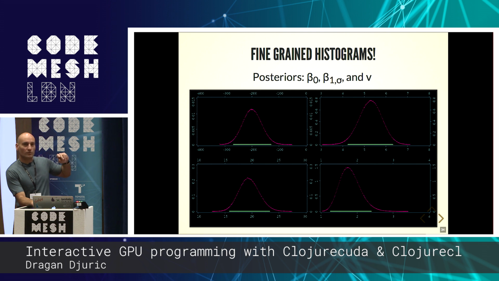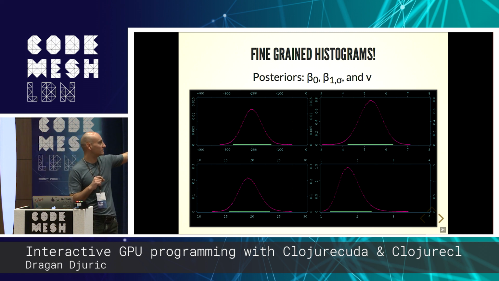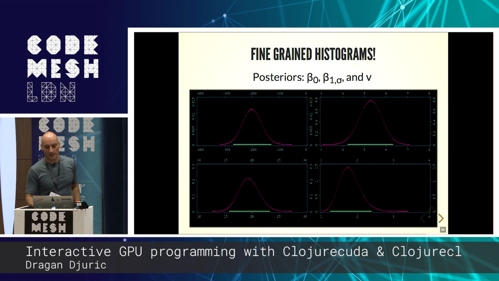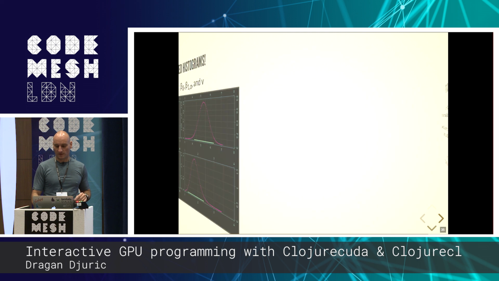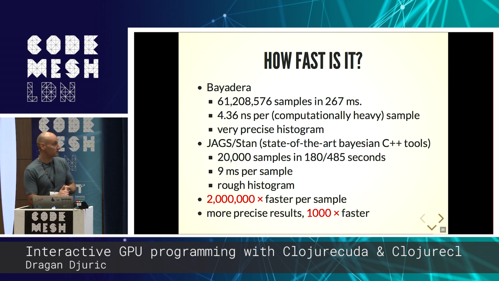I don't know whether you can see it because the light is really bright, but the point is these are histograms. These are actual histograms that I can get with Bayadera, so fine that they look like lines that were interpolated, but these are really histograms. So you get really fine answers, and this is actually the main point: how fast is it?